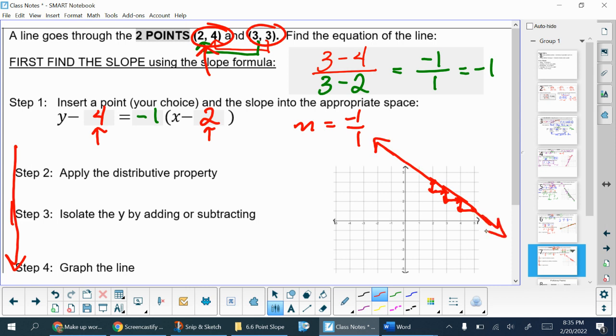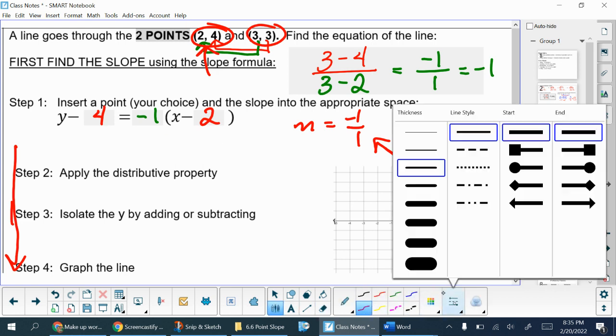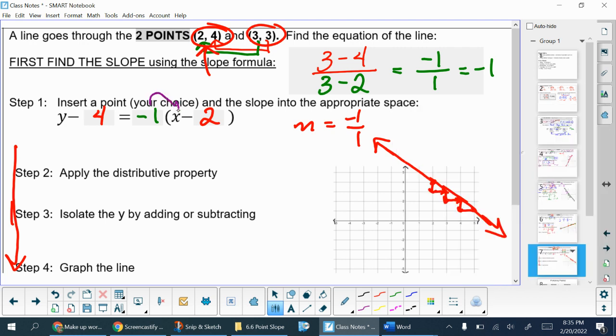There we go. Okay, so now we're going to put this into slope-intercept form because we like things in slope-intercept form. We're going to distribute our -1. So y minus 4 doesn't change. I'm going to put it down here. We didn't do anything on the left. We're just distributing. We're allowed to distribute. Doesn't change anything. So I get -1x. And then -1 times -2 is +2.